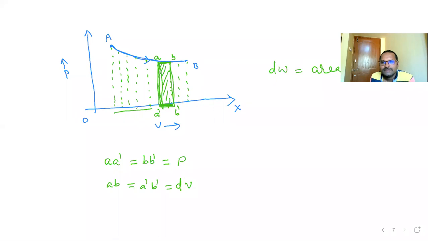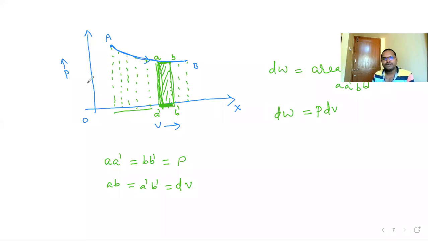Area under the A dash B dash curve. This area is nothing but length into breadth. Length is what? A to A dash. How much is it? P. Breadth how much? dV. Clear? Yes. Now, a small amount of work done can be given like this.